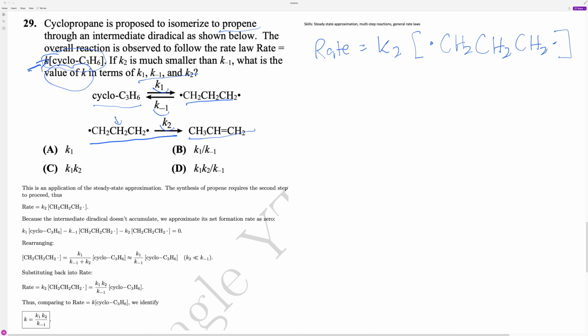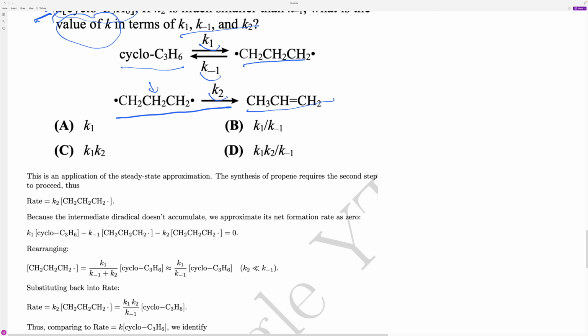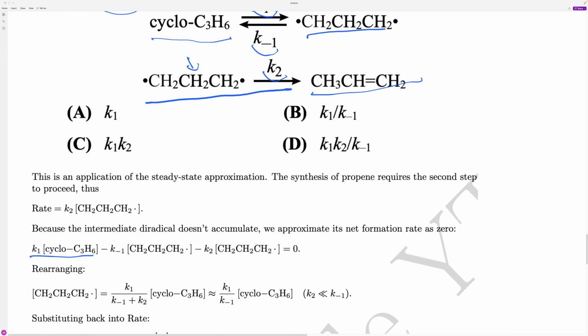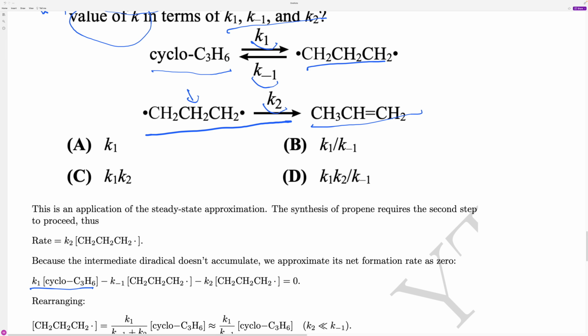So in order to approximate that formation rate as 0, we're going to add the rate laws of whatever is forming the diradical and subtract it by whatever the diradical is turning into. So I've written that down here. You notice this is from the first reaction, since the cyclo C3H6 is turning into the diradical, and then we subtract it by the reverse reaction, because that's what the diradical is turning into, and we subtract again the bottom reaction here, since the diradical is turning into propene.